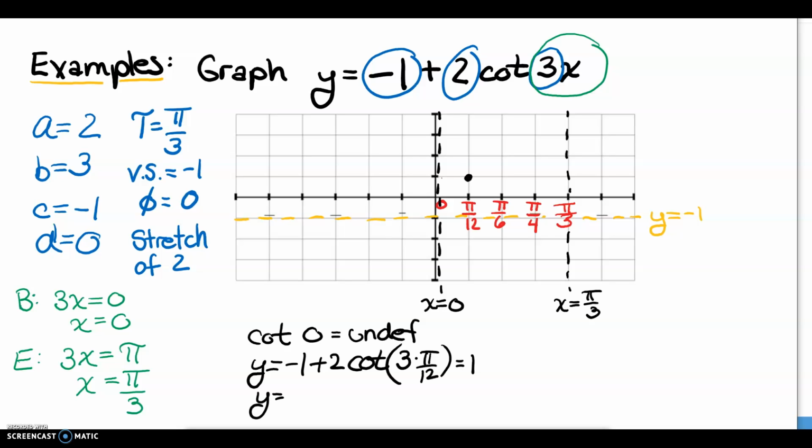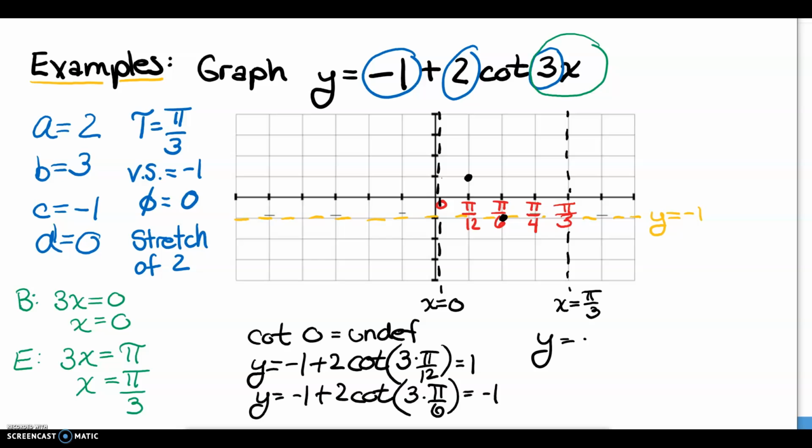Okay, we'll plug in pi over 6. When we multiply pi over 6 times 3, we get pi over 2. At pi over 2, what is cotangent? Well, again, that's going to be x over y. So x is 0, y is 1, so we get a value of 0. So when I calculate that out, I get a -1.